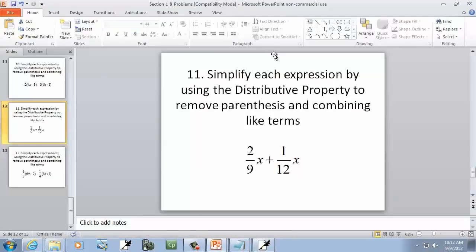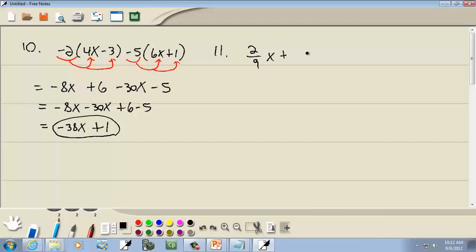Here we have 2/9 x plus 1/12 x. Well, here, they're like terms. In order to combine these together, we want to get a common denominator. To find our least common denominator, remember we do the prime factorization of each denominator. 9 is 3 times 3, and 12 is 2 times 2 times 3.